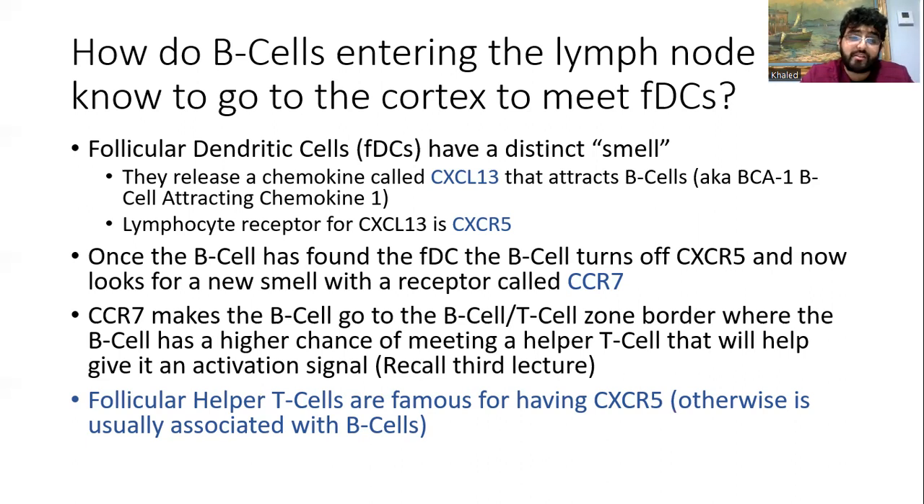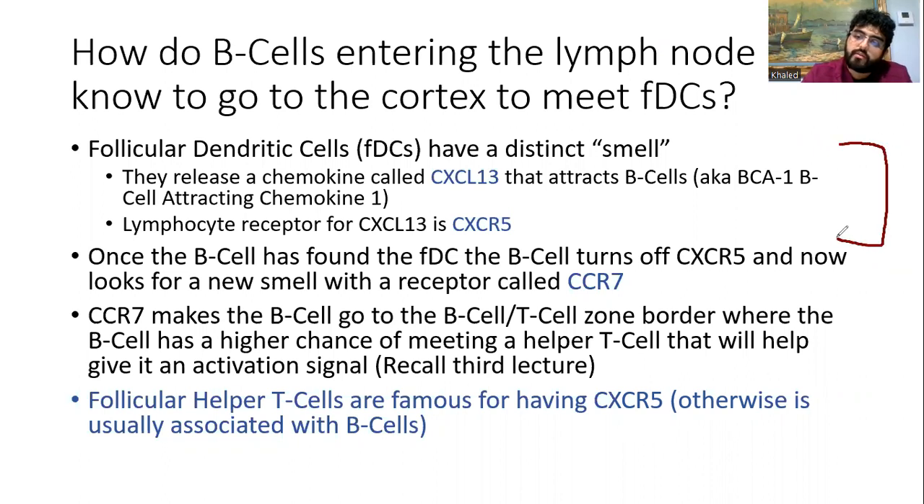So CXCL13 is the chemokine that attracts the B cells, but what's the receptor for CXCL13? How do the B cells smell it? It's through a receptor surface marker called CXCR5. So CXCR5 on the B cell will smell CXCL13. So if something has CXCR5, it will head towards the follicular dendritic cell in the B cell area in the cortex. And I'm going to mention this because it actually has some applicability.